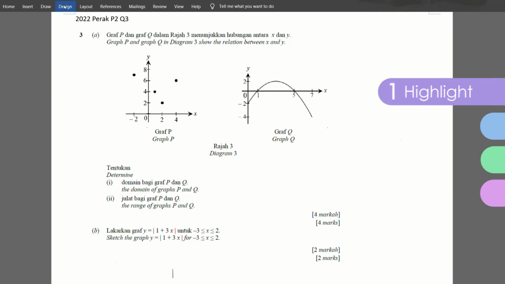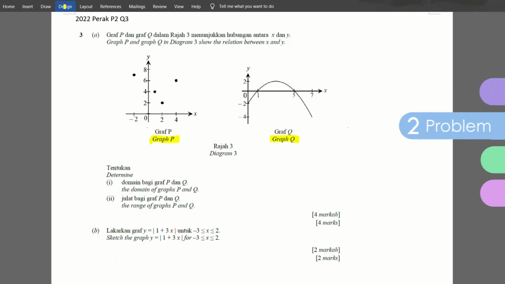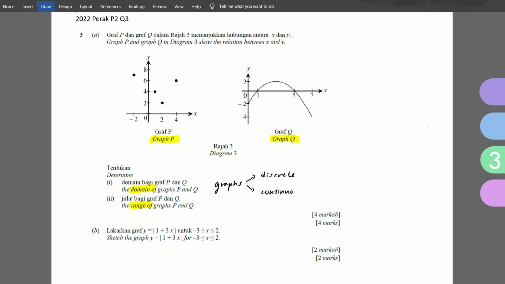So for part A, what we can highlight is there are two types of graphs, graph P and graph Q. And for this question, they are telling us to find the domain and the range of the two graphs. So for graphs, there are actually two ways to answer this question. Because for graphs, we can categorize them into two. One we call is discrete, and the other one we call as continuous.